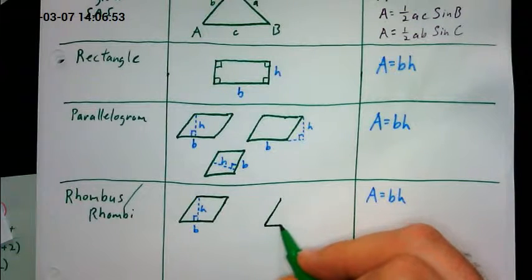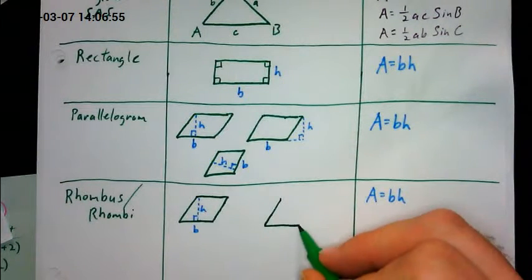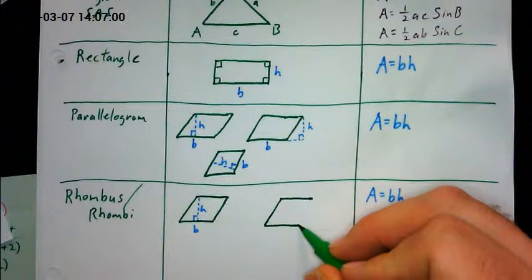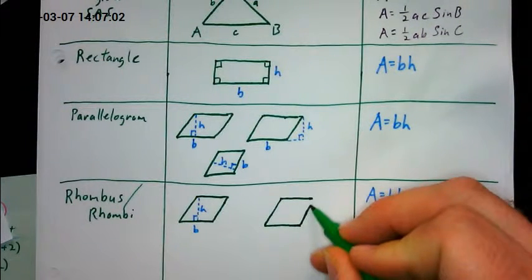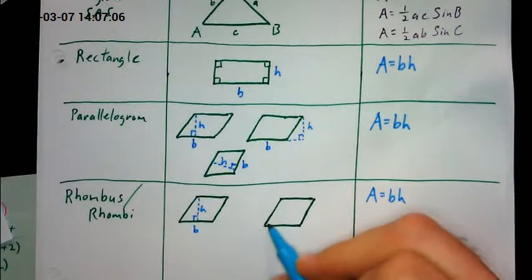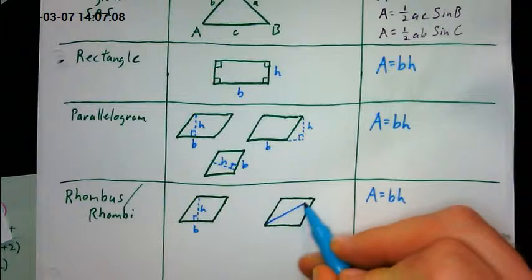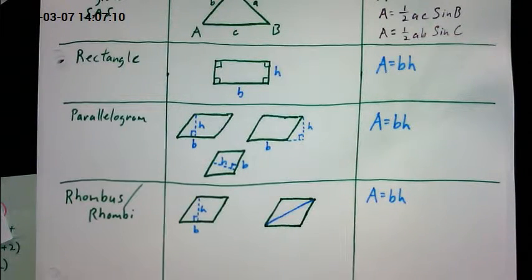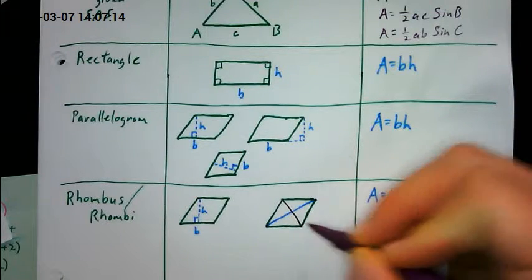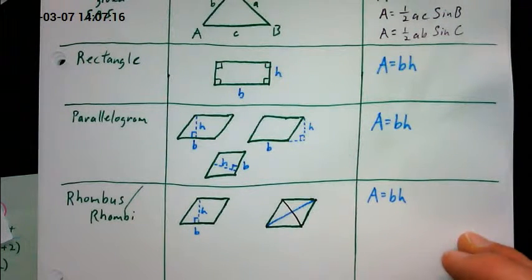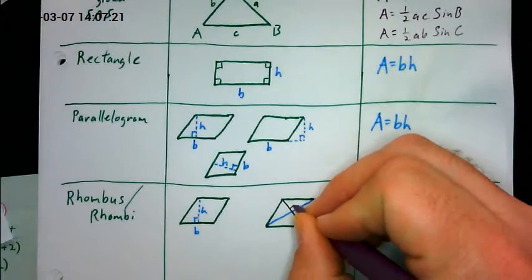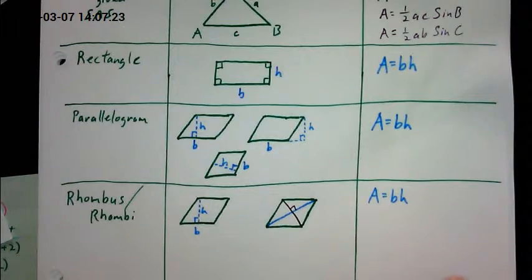Now, the other method doesn't use the base and height at all. The other method uses the diagonals. So we have two diagonals in a rhombus, one going across this way, one going across this way. The important thing here is that in a rhombus, the diagonals are perpendicular.